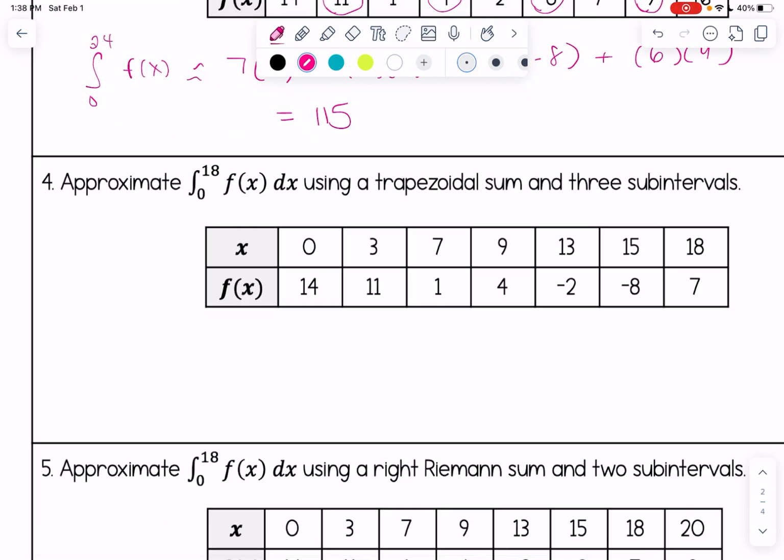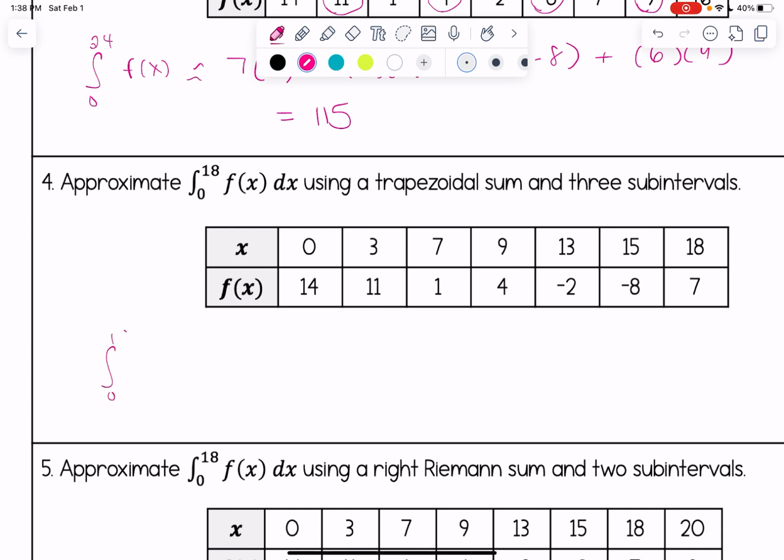All right, for number 4, a trapezoidal sum can sometimes be a little bit trickier to do with a table of values because when we have the graph and we're drawing the trapezoid, it's easier to see what the height is or what the bases are. Now we have to almost imagine it. So again, if you need to, go back to the previous lesson to review how we draw trapezoids in order to estimate the area under a curve.